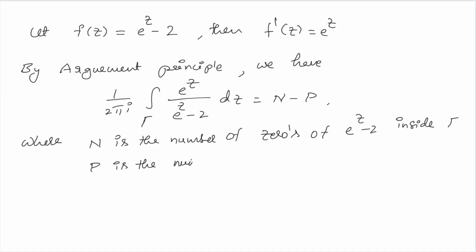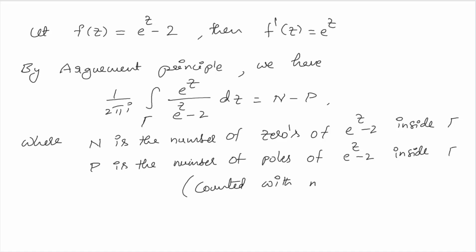since the closed curve is given as gamma, and p is the number of poles of e to the power of z minus 2 inside gamma, and we can see the function e to the power of z minus 2 is entire, and hence it does not have any singularities, and in particular it does not have any poles in the whole of the complex plane. So of course this is counted with multiplicities.